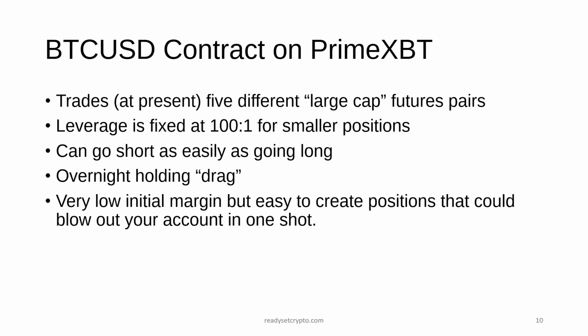There is very low initial margin for these trades, but it's easy to create positions that could blow out your account in one shot. You kind of see what they do with the XBT contract and TD Ameritrade. They make it kind of hard for you to overtrade your account, or at least they make it more difficult. You can still do it. It's just you have to work harder at it. With Prime XBT, they make it very easy for a newer retail trader that doesn't know what they're doing to blow out their account in one shot.